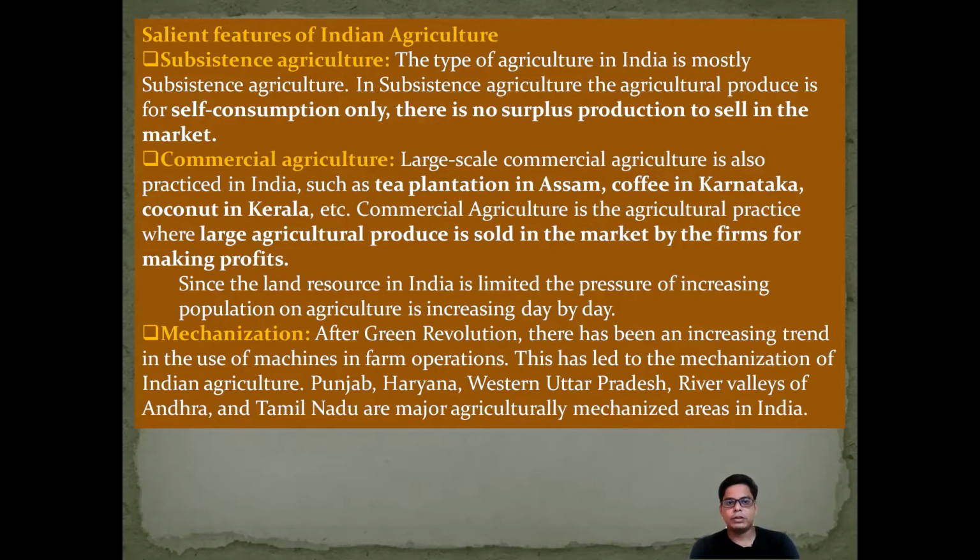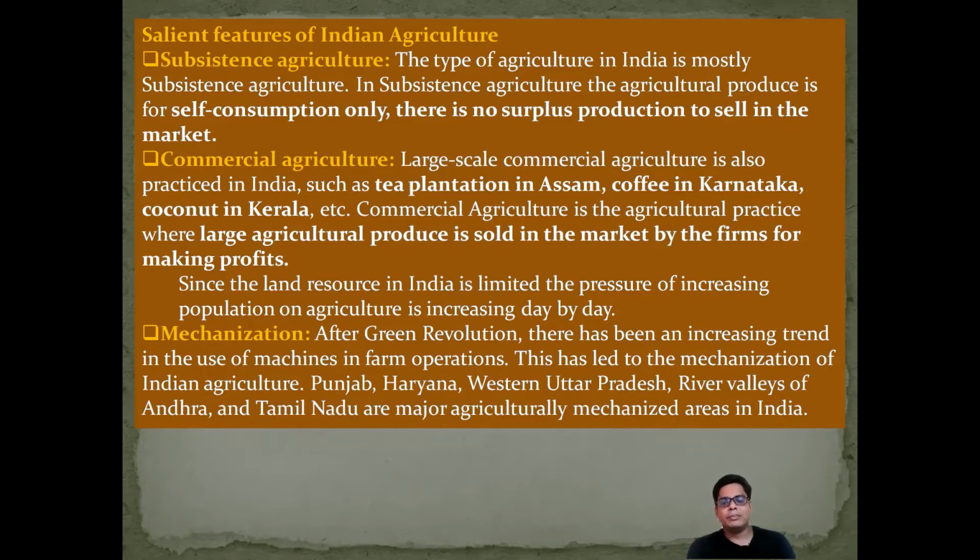Commercial agriculture, large scale commercial farming, is also practiced in India, but it is limited. You can say tea plantation in Assam, coffee in Karnataka, coconut in Kerala, rice in West Bengal, and wheat in UP. Commercial agriculture is agriculture in which large agricultural produce is sold in the market by the farms. These are the main things we have to understand.